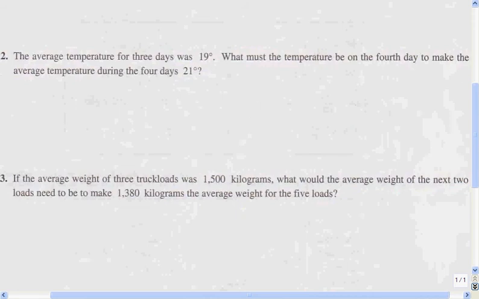Here, the word problem says the average temperature for 3 days was 19 degrees. What must the temperature be on the fourth day to make the average temperature during the 4 days 21 degrees? So we want our average to be 21 degrees. And they tell us that for 3 days, the average temperature was 19. So we're going to do 19 plus 19 plus 19 plus x.